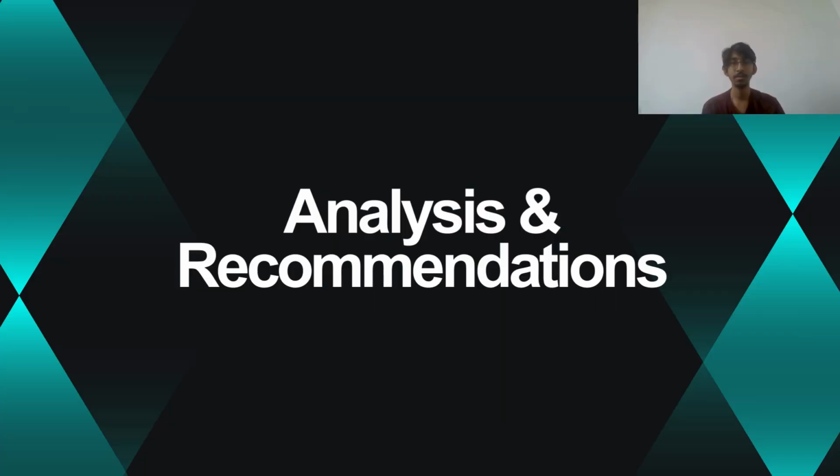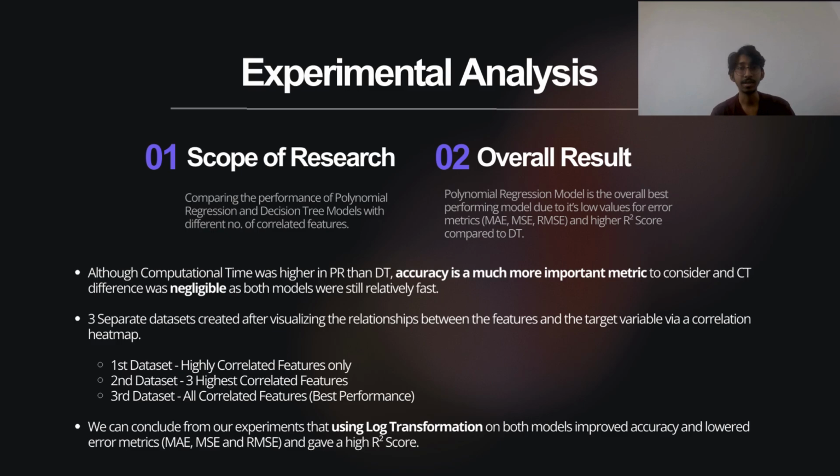Next, I will be talking about the analysis and recommendations. For the experimental analysis, we have the scope of research and the overall result, where we compared the performance of polynomial regression and decision tree models with different number of correlated features and found that the polynomial regression model is the overall best performing model. Although the computational time was higher in polynomial regression than decision tree, accuracy is a much more important metric for us to consider, and the CPU time was negligible as both models were still relatively fast.